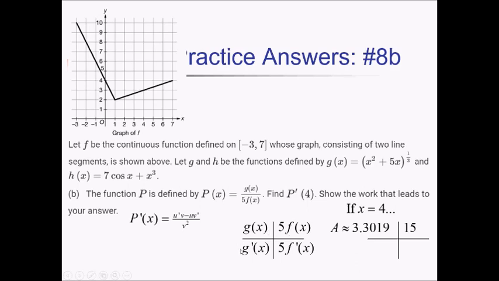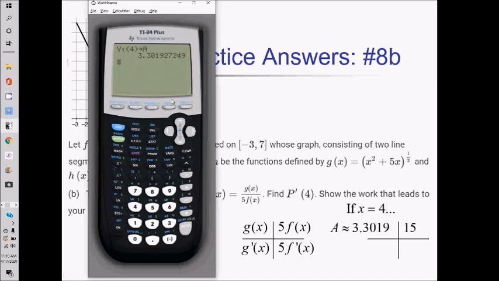Next, we have g prime of 4. So let me go back to the calculator now. And I'm going to need to take the derivative of g now at 4. So this would be math 8. So derivative, dx, alpha trace to get y1 and take the derivative of that. And I'm plugging 4 into all of this. And then let me just arrow over here.